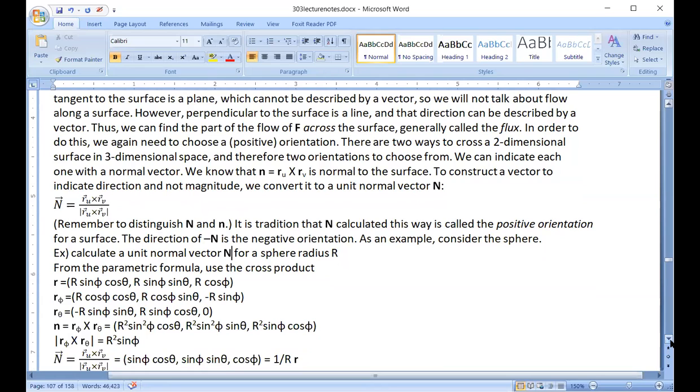Dividing through in each component by that amount, you get sine phi cos theta, sine phi sine theta, cos phi. And that is the unit normal vector for a sphere. Now, if you're also very clever, you can recognize that it bears a very close relation to the description of the sphere itself. Going back to the parametric equation for a sphere, it's this. And you notice that this is really just the position vector little r divided by the radius.